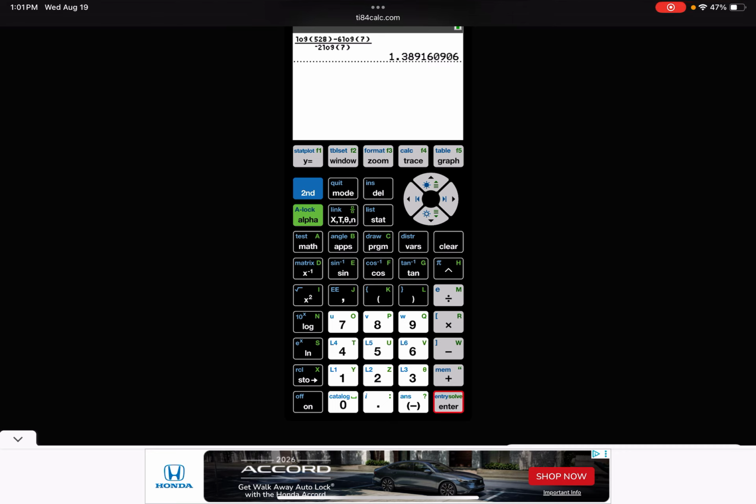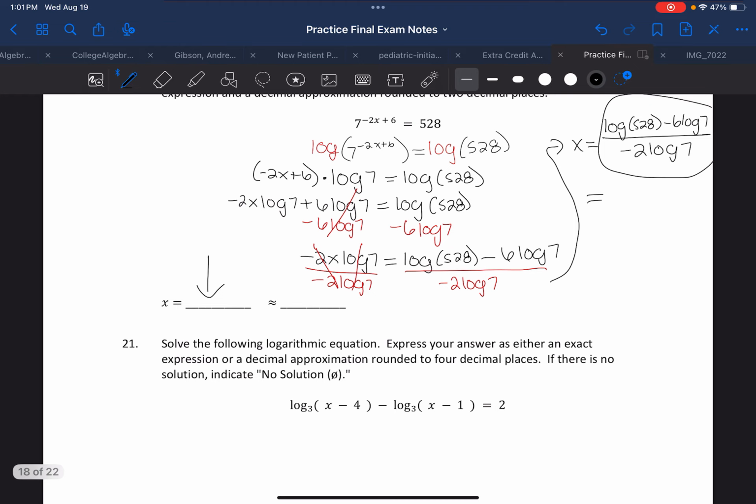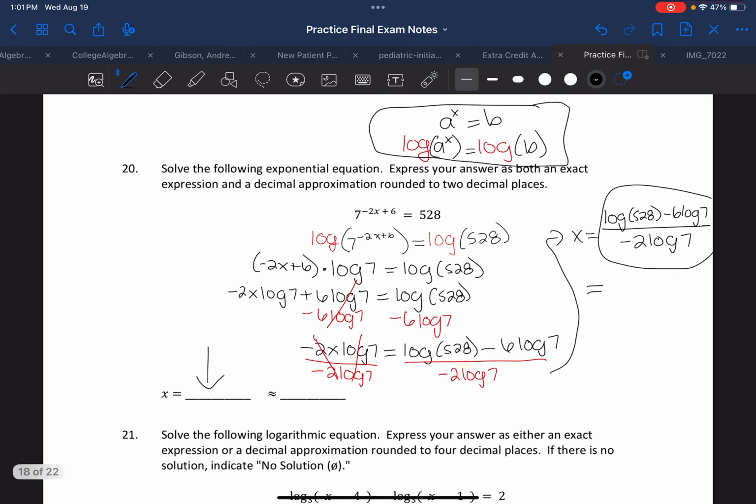So we got 1.38916... So we go back. It says round to 2 decimal places. So this is approximately equal to 1.39. So that's the second answer for this part.